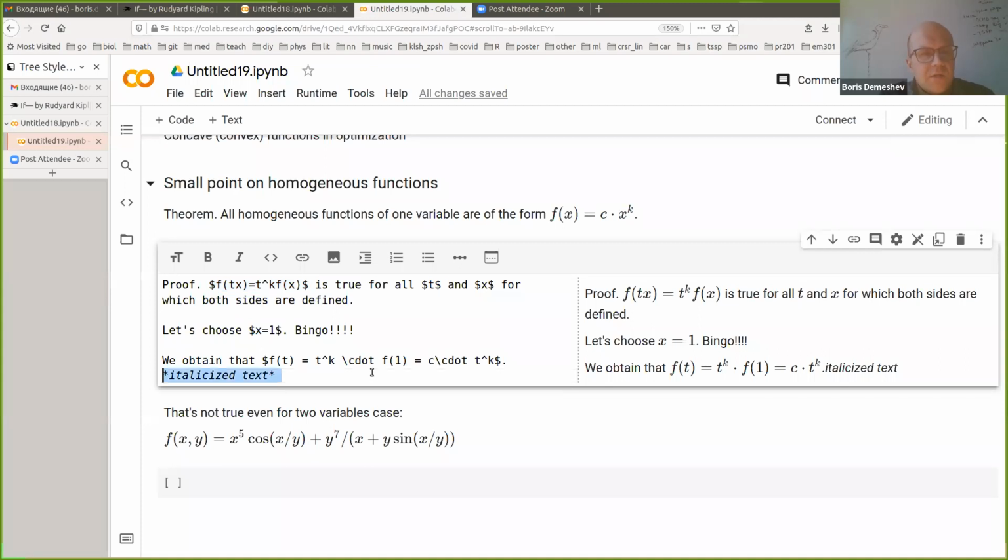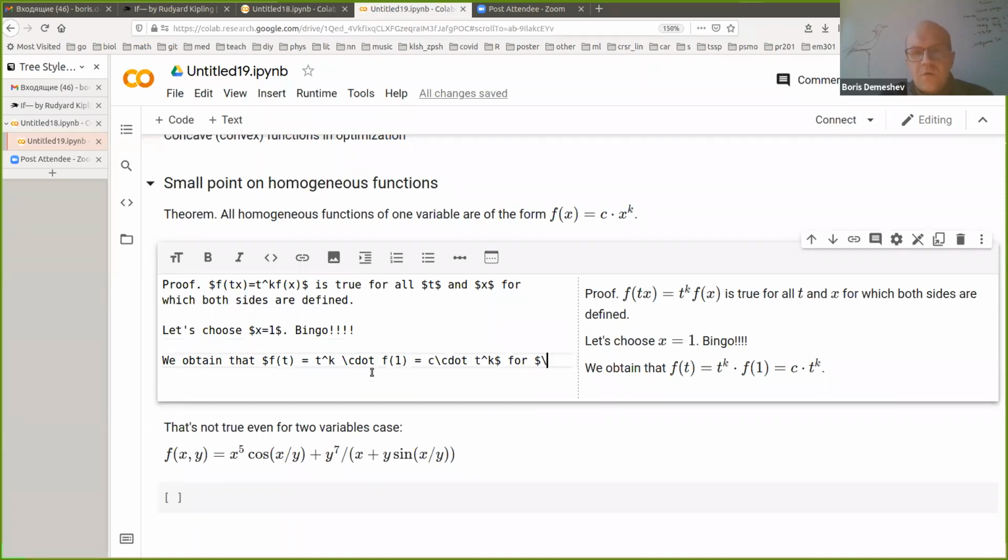My idea is that if I write the quantifiers, it should be true for all t. And if it's true for all t, I can replace t by any other name. I can replace t by k or by x.